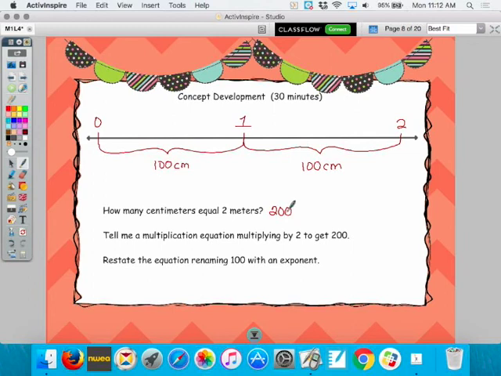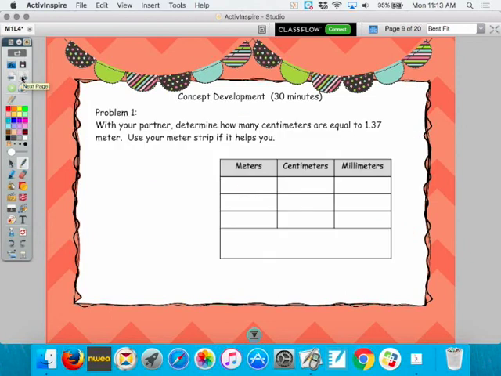Then it says write a multiplication equation. So we said 2 times, what did we say? 100 equals 200. And then we have to change 100 to an exponent. So 2 times 10 to the second power equals 200. That's a bad 2, but you know what I mean, right? Okay, so now on to the chart. We filled in the chart with our 2 meters and our 200 centimeters, and then if we use our head, we can figure out what the next one would be. What would it be? 2,000. And then we already figured out 1.37 was 137 centimeters and 1,370 millimeters, right?